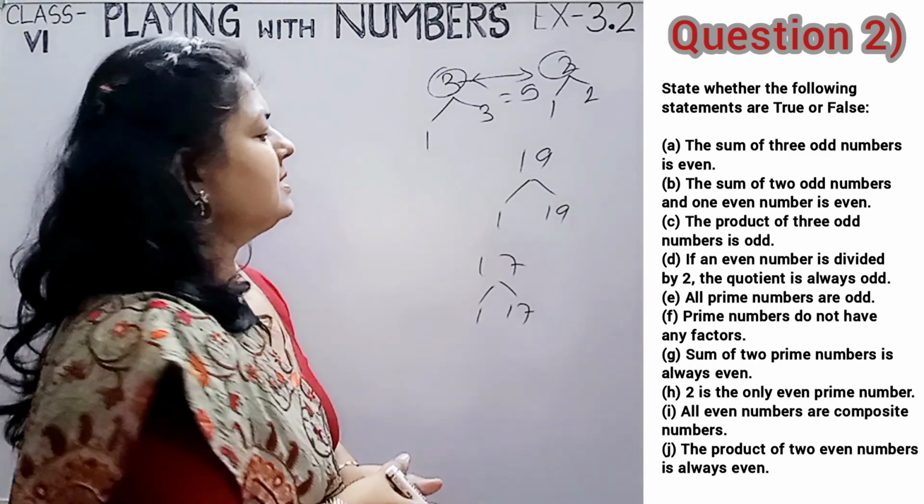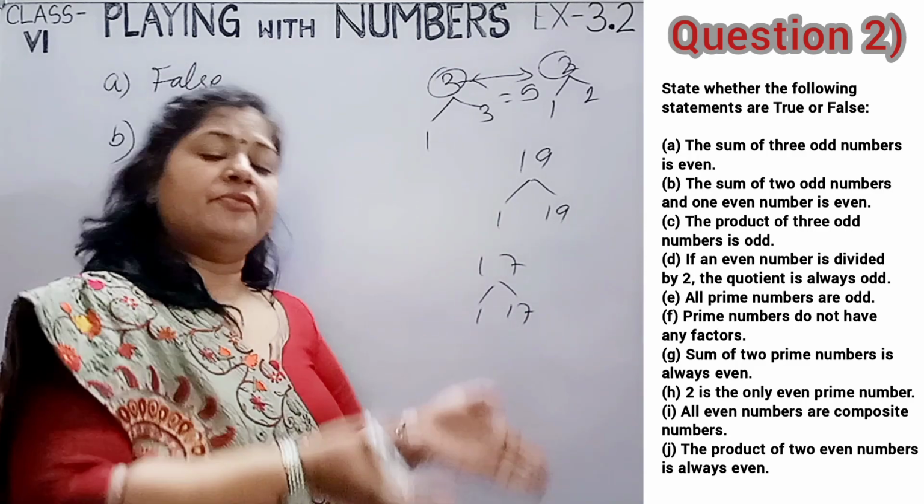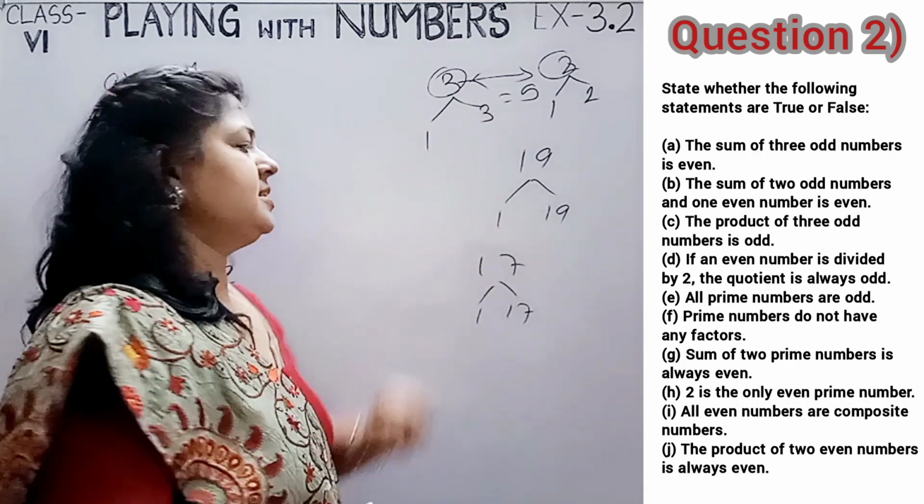F. Prime numbers do not have any factor, but already we have discussed that there are 2 factors of any prime number, the 1 and number itself. It means statement is false.